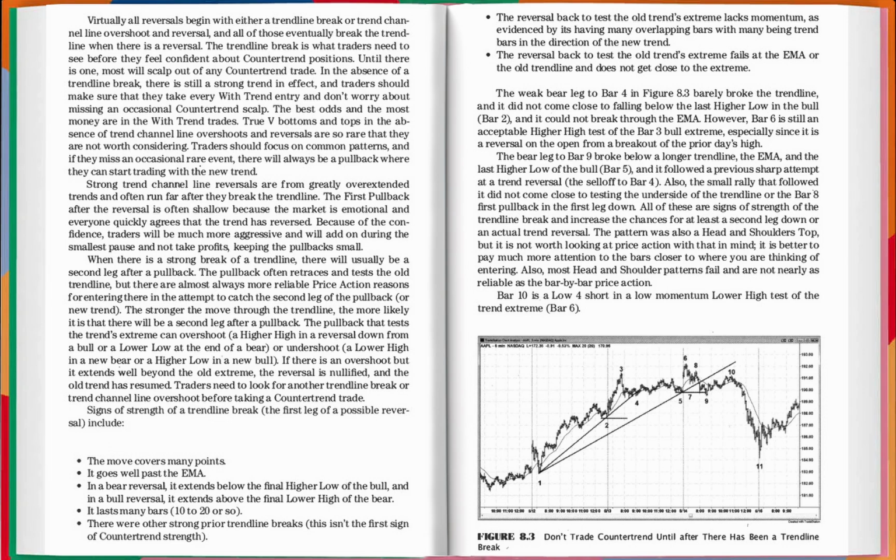Strong trend channel line reversals are from greatly overextended trends and often run far after they break the trend line. The first pullback after the reversal is often shallow because the market is emotional and everyone quickly agrees that the trend has reversed. Because of the confidence, traders will be much more aggressive and will add on during the smallest pause and not take profits, keeping the pullbacks small.